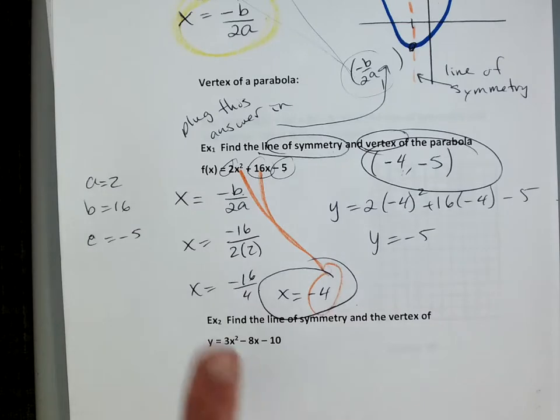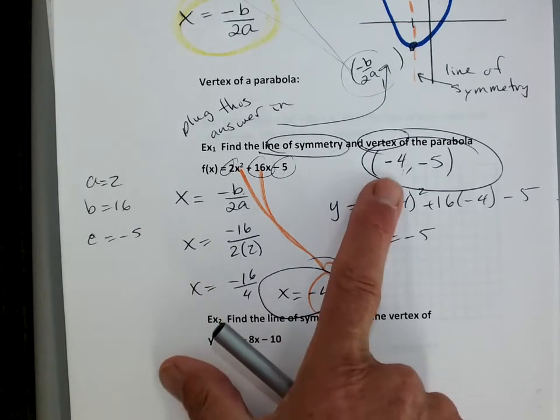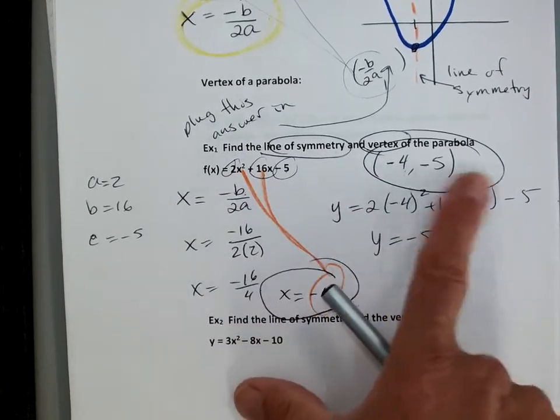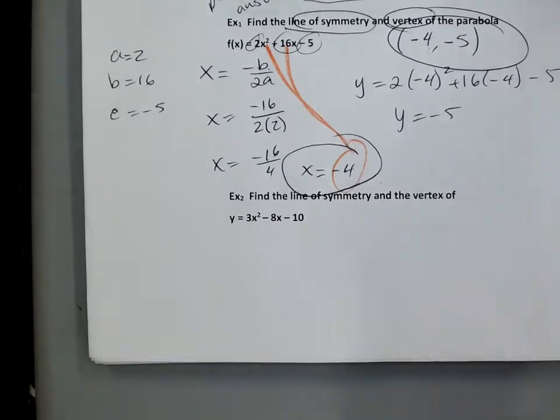Easy. Negative b over 2a gives you the line of symmetry, which is the x answer of the vertex. Take that answer, plug it in to get the y value. Okay. Example 2, same thing, but let's practice it again.